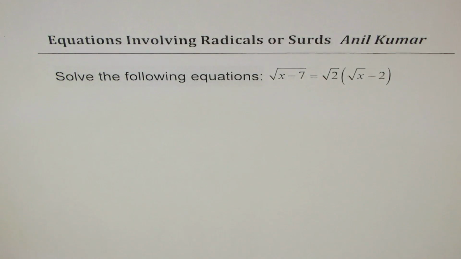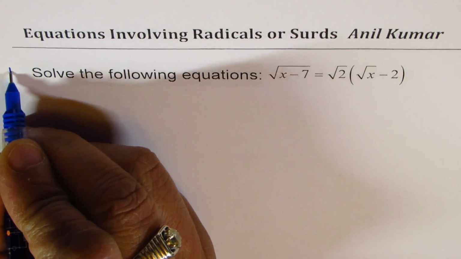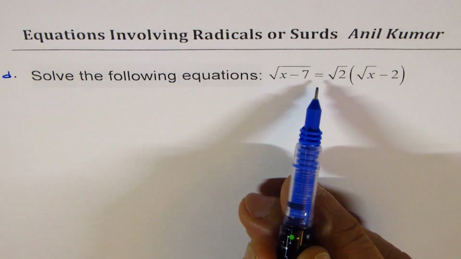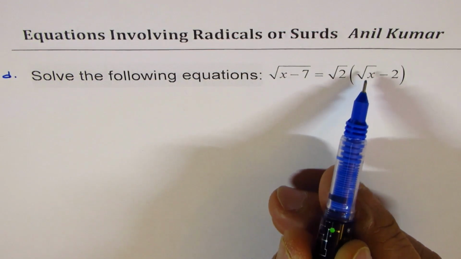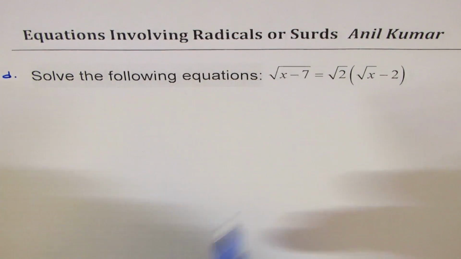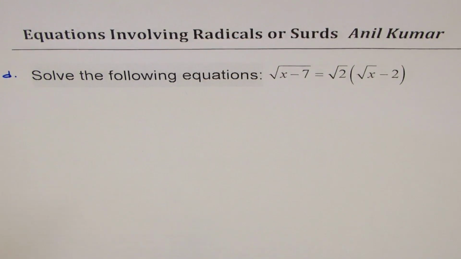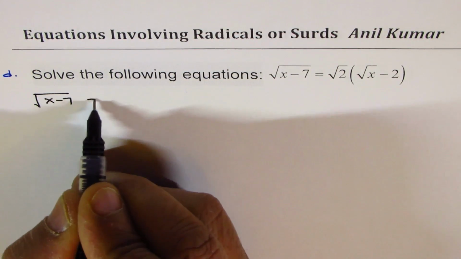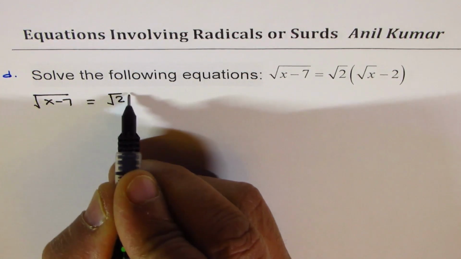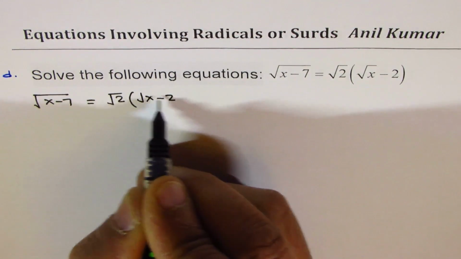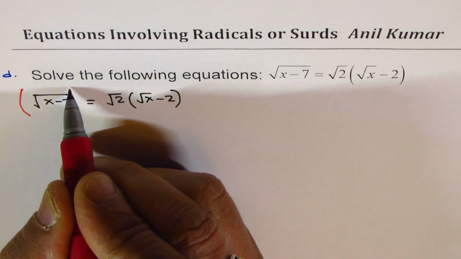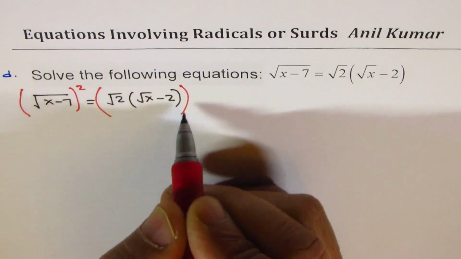Now let's move on to D, which is slightly tricky. Okay, now let me take the fourth one, which is D. We need to solve the equation square root of x minus 7 equals square root of 2 times square root of x minus 2. Now to solve such equations, we need to square both sides as we did earlier. Let me rewrite the equation. Now when I say square both sides, it means we'll square this side and we'll square the right side also.